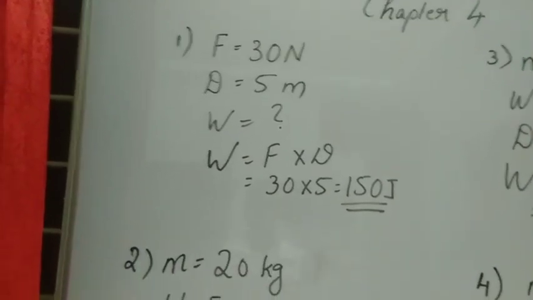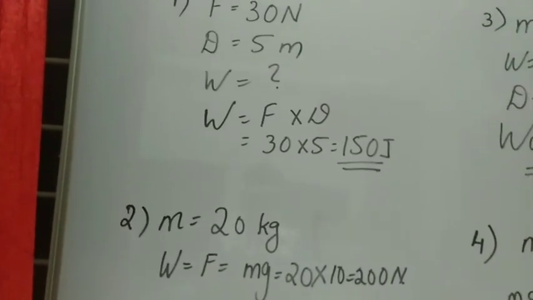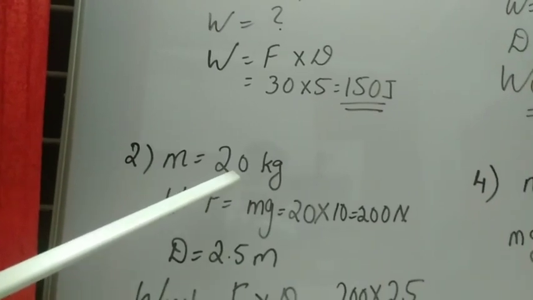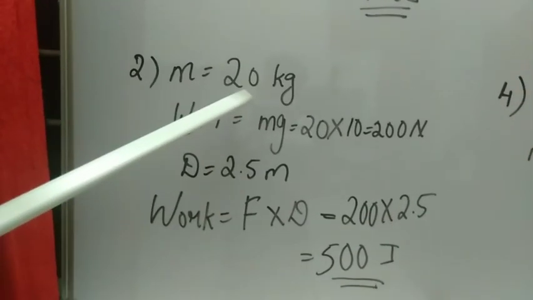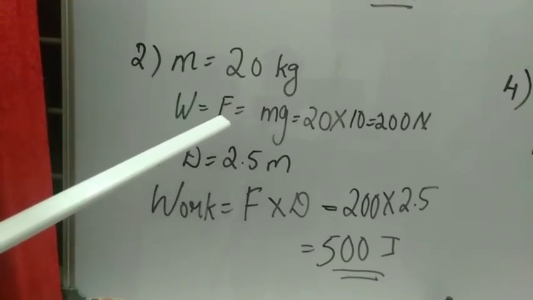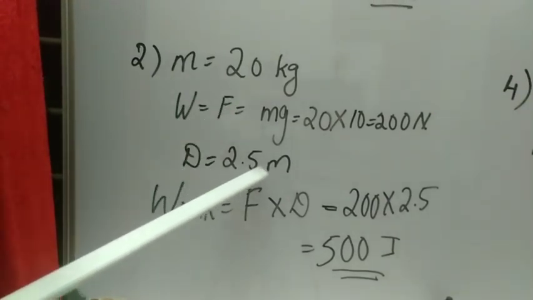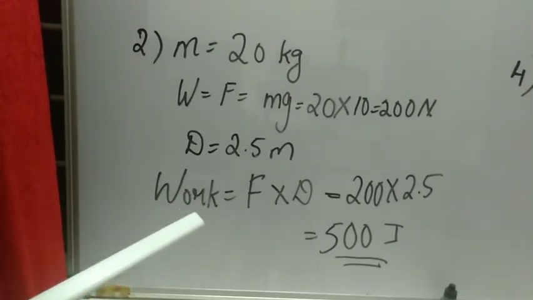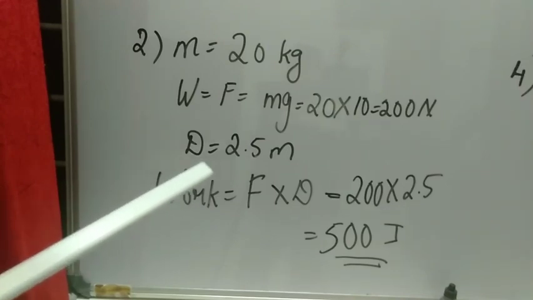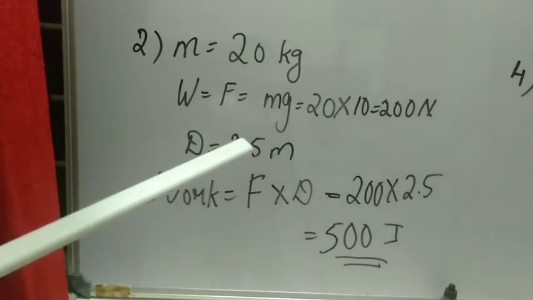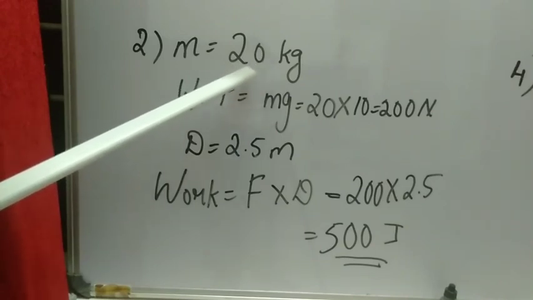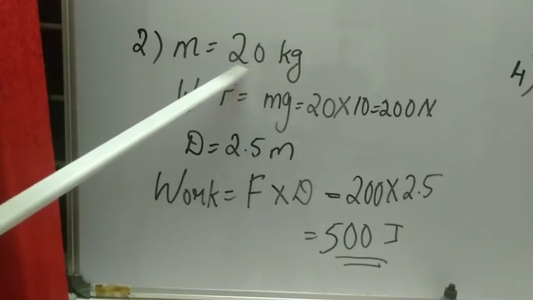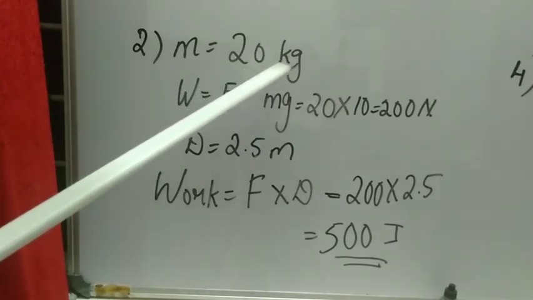Question number 2. A man lifts a mass 20 kg. So mass is given 20 kg. In the first question directly it was given force. But here only mass is given, 20 kg, to a height 2.5 meter. Height is given 2.5 meter. Assuming that the force of gravity on 1 kg mass is 10 Newton. That is, we are given a hint to convert kilogram mass to weight or mass to force. So how will you convert mass to force?